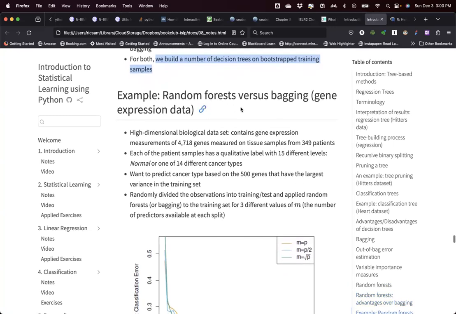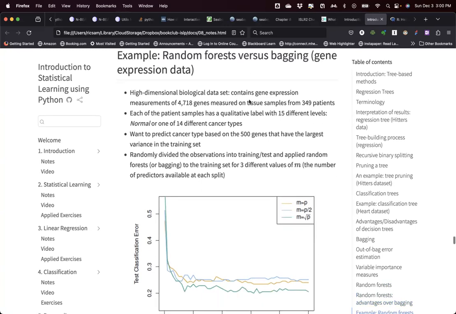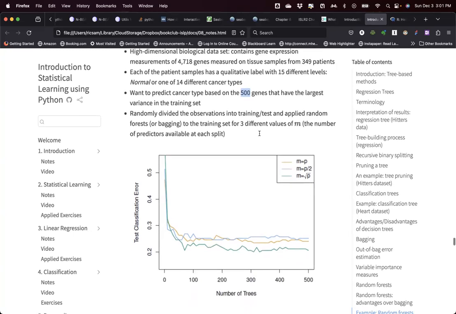And this is the example for the gene expression data, which is a highly dimensional data set. The authors didn't include the data itself, they just explain it. It's a measurement of 4,718 genes measured on tissue samples from 349 patients. And it's high dimensional because it has around 500 genes, or predictors in this case.